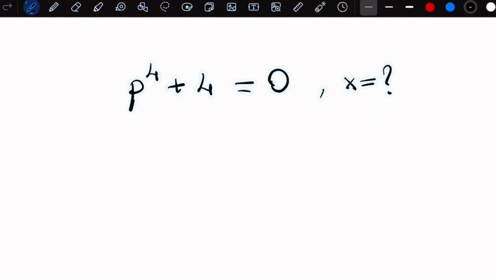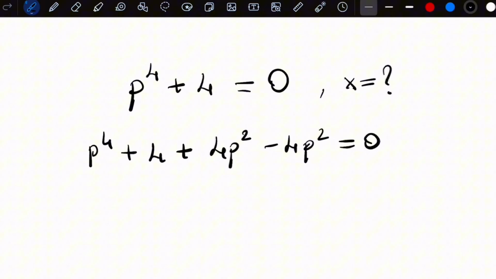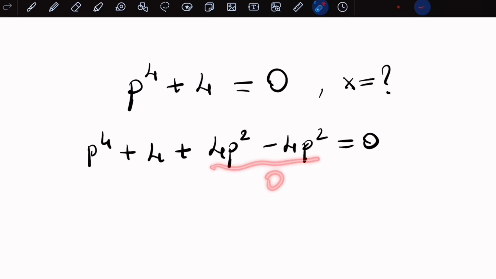Now first, what can I do here? We have p to the 4th plus 4 equals 0. I'm thinking of adding and subtracting a term linked to p. So p to the 4th plus 4 plus 4p squared minus 4p squared equals 0. If you pay attention to this part, what will be the result when we collect? 0 will come, so it won't change anything in this equation.